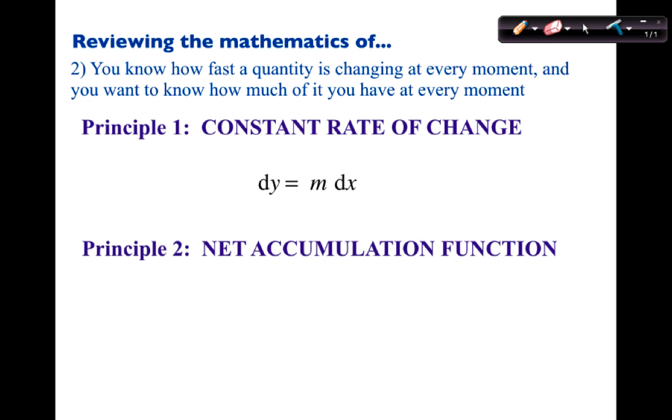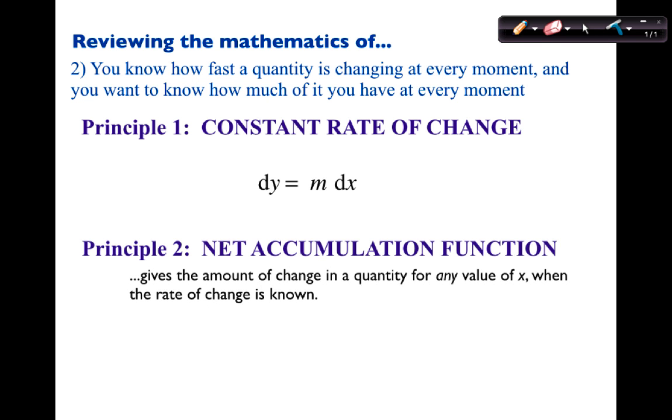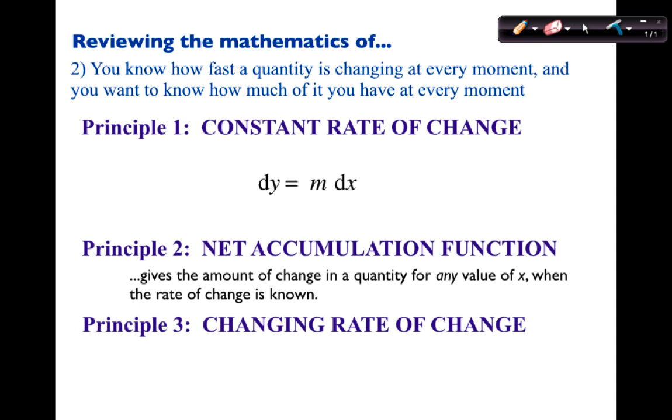This is like the foundation of this whole journey, right? It's the key principle that gets us from rate to accumulation. Okay? A net accumulation function means that you know how fast something is changing at any moment, right? Net accumulation function is you know how much you have at any moment. It gives you the amount of change since the starting point.